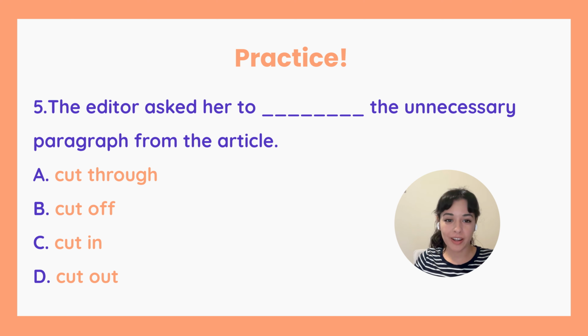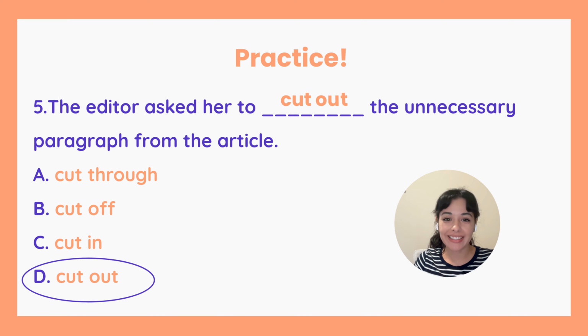And for number 5, the correct answer is cut out. And if we take a look at the example sentence, the editor asked her to cut out the unnecessary paragraph from the article. What does the editor want her to do? They want her to remove unnecessary information from the article.